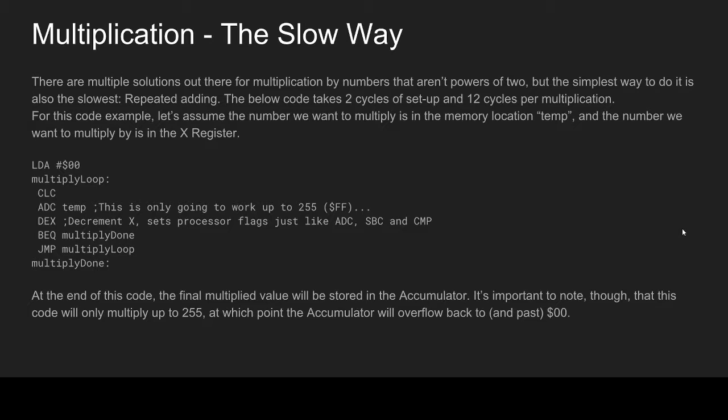For this code example, let's assume the number we want to multiply is in the memory location temp, and the number we want to multiply by is in the X register.